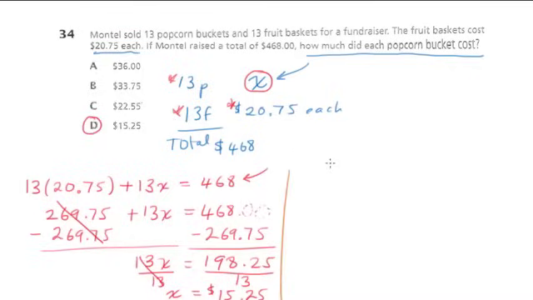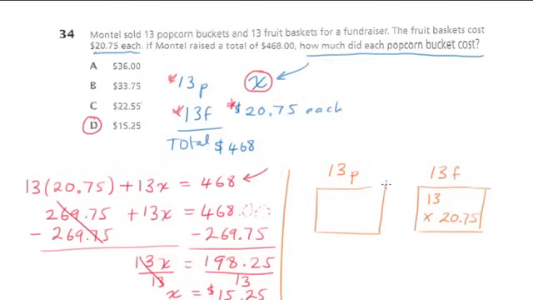So we know that he sells 13 popcorn buckets and he also sells 13 fruit baskets. So to find the total from the fruit baskets, we would do 13 times by, and he sold them each for $20.75. To find the total for the popcorn buckets, we do have 13, but we're not sure what to times it by. So what we can do is we can go through these and try them.